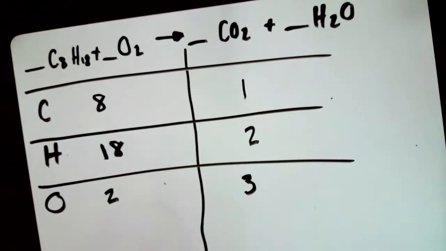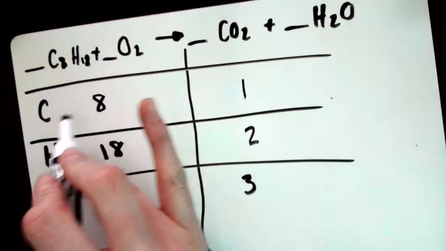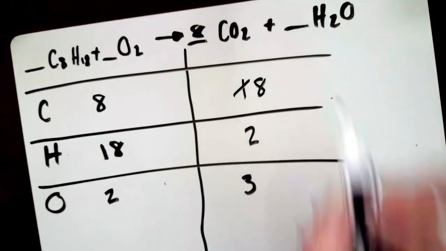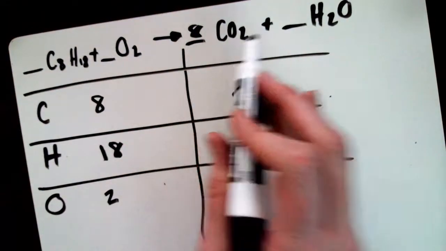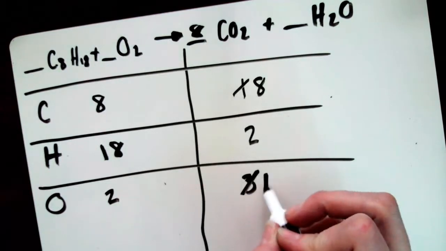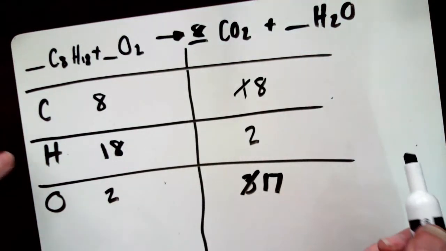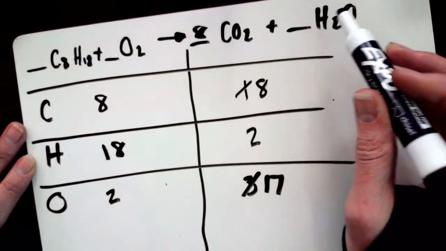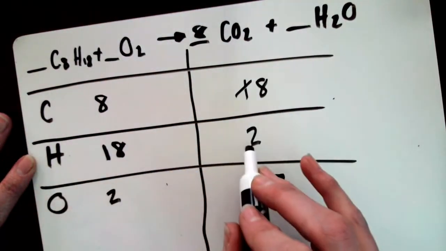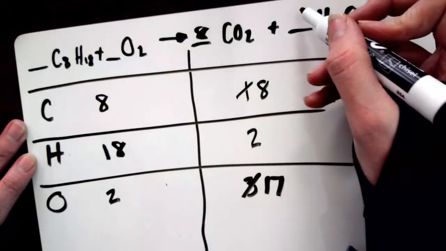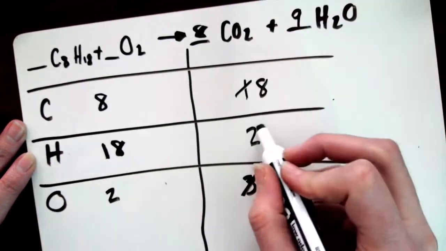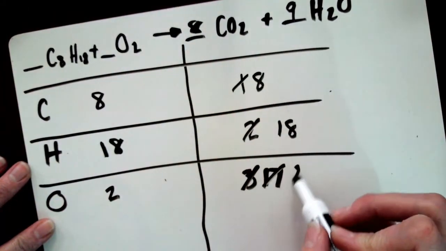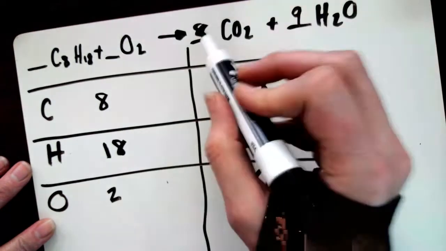All right, so this is where we're going to start, and we're just going to start at the top and work our way down. We got 8 over here, so let's make 8 by putting an 8 out front. So now I have 8 carbons, but that changed my oxygen to 16 and 17. I'm going to come up and look at hydrogen first because I'm going to have to adjust that oxygen anyways. So let's look at hydrogen with 18 and 2. So I'm going to take a 9 out front here. So now I have 18 hydrogens, but my oxygen changed to 25 because it's 9 plus 16.